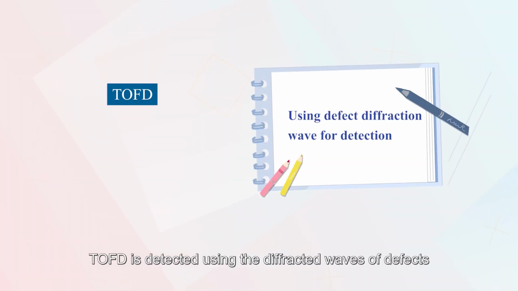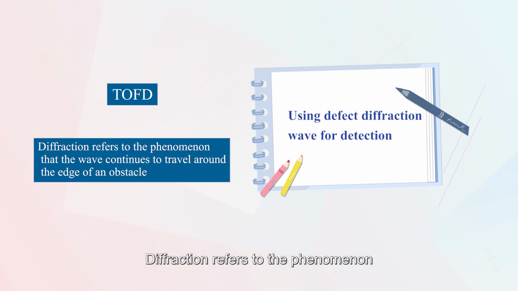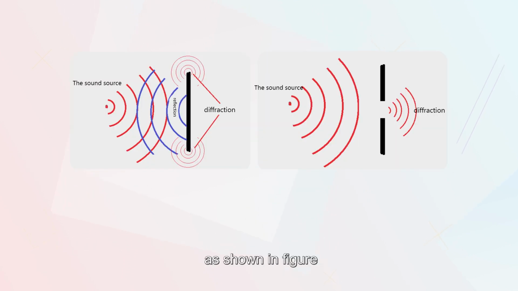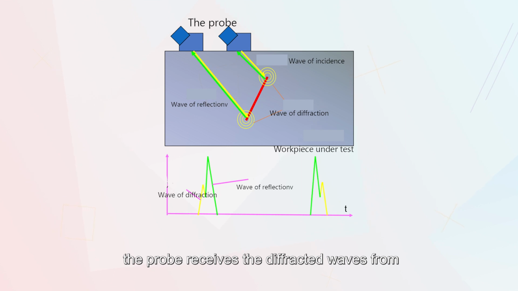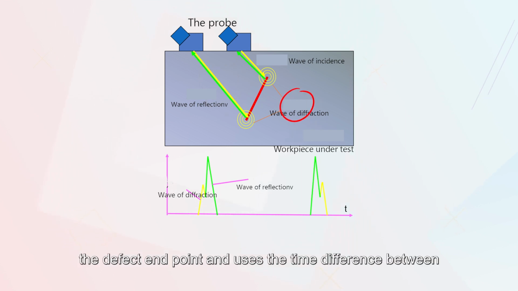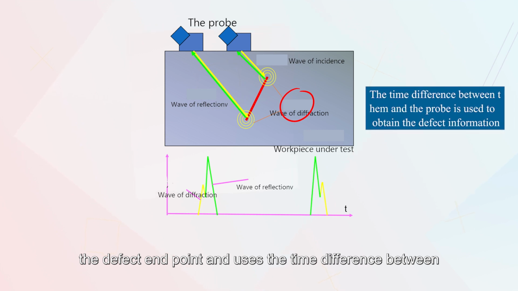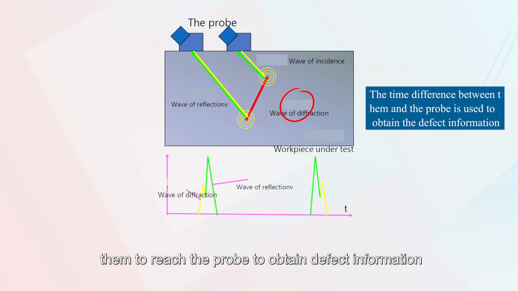TOFD is detected using the diffracted waves of defects. Diffraction refers to the phenomenon that waves continue to propagate around the edge of an obstacle, as shown in the figure. During inspection, the probe receives the diffracted waves from the defect endpoint and uses the time differences between them to reach the probe to obtain defect form information.